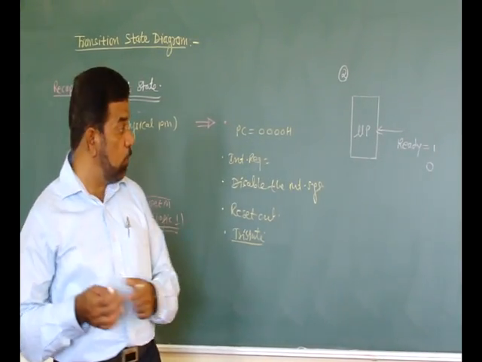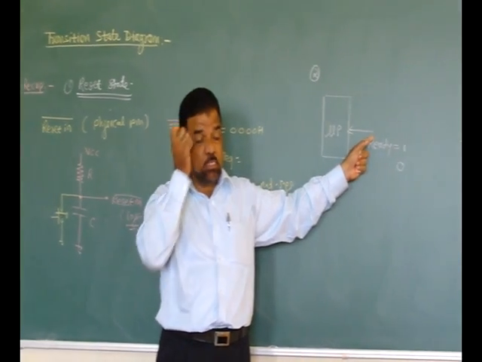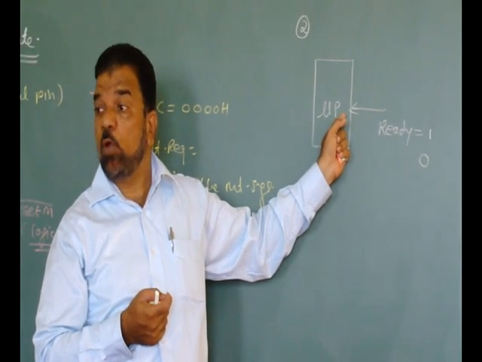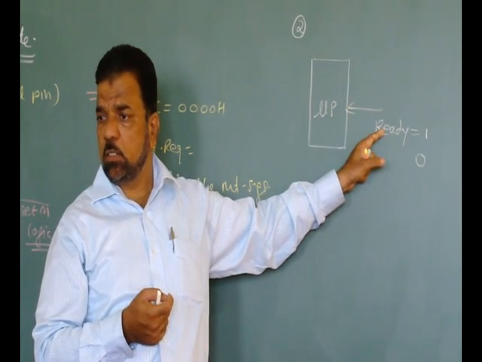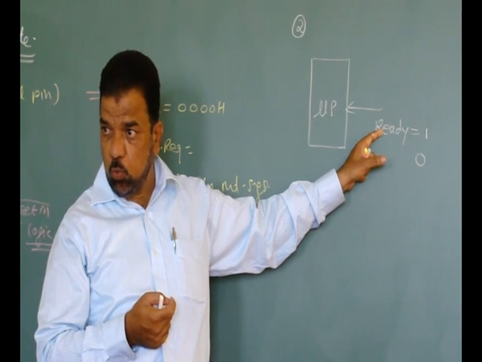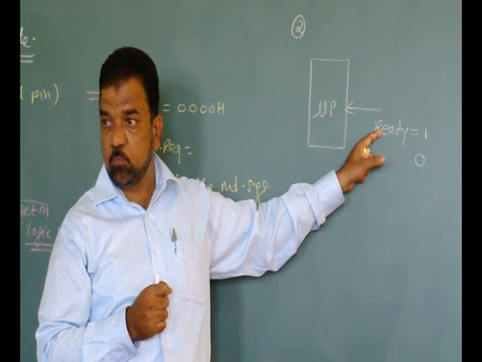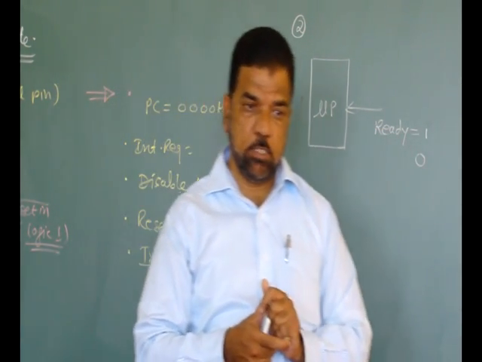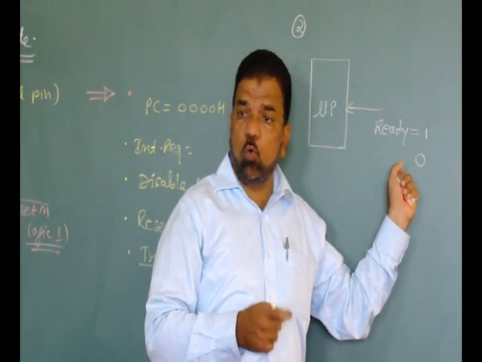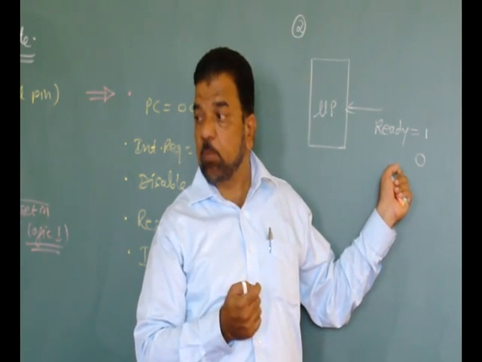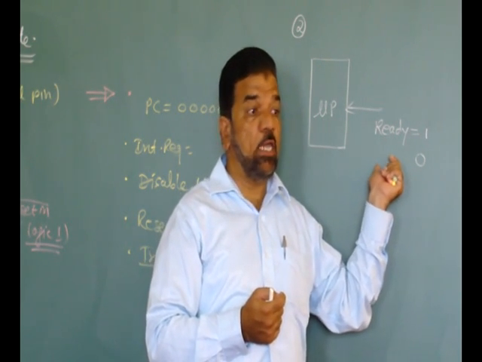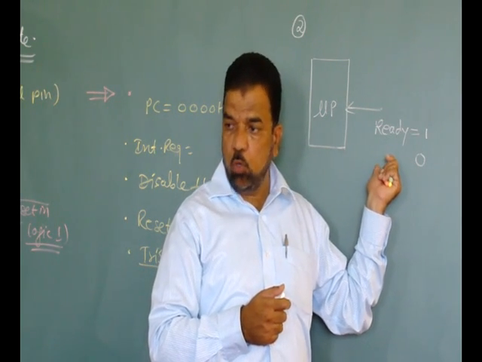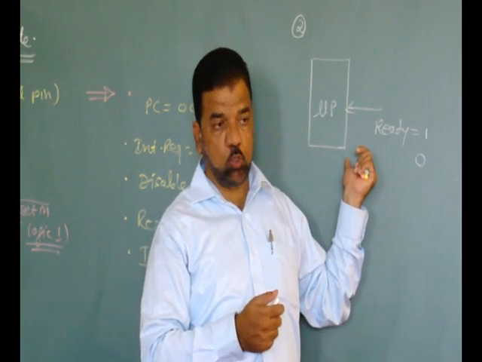Are you getting this? If the peripheral is slow, the processor will add 1, 2, 3 T states, that is wait states, depending on the ready signal. If the ready pin is low for, say, 2 clock periods, the processor will add 2 wait states. If the ready signal is low only for 1 clock period, it adds 1 wait state. So the basic purpose is to synchronize slow peripherals with the microprocessor.